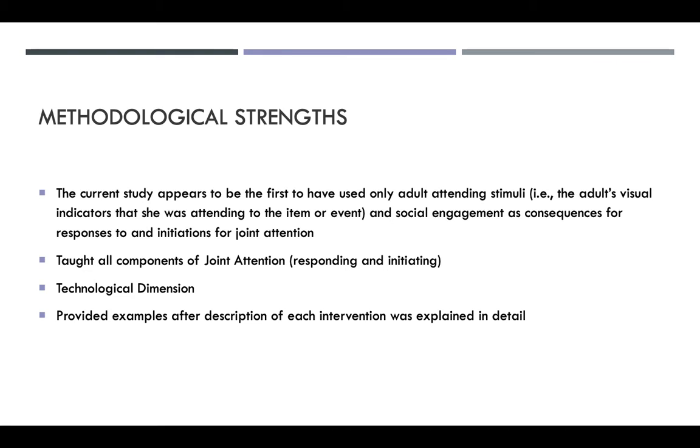technological dimension. And then another thing about this is they provided examples after the description of each independent variable was explained. So they would give kind of the overview of what initiating joint attention bids looked like, but then they also gave an example of what that would look like in a real life setting, which also made it easier to understand.